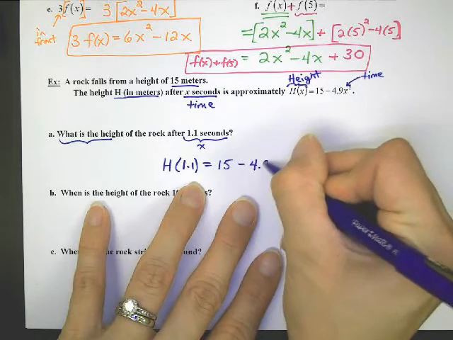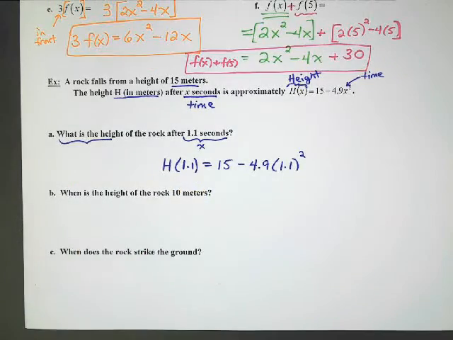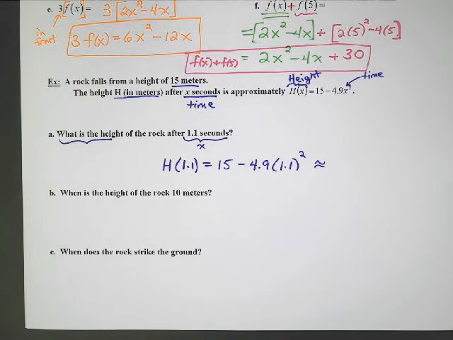15 minus 4.9 times 1.1 squared is approximately, let's go ahead and use our calculators for that.